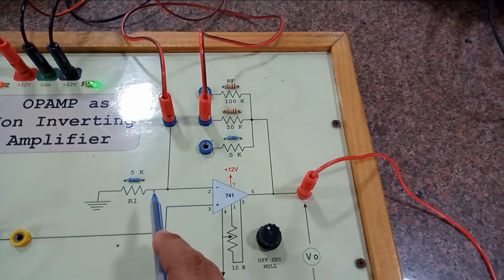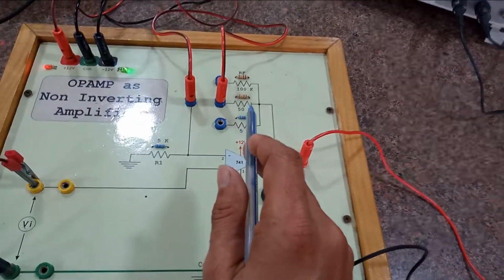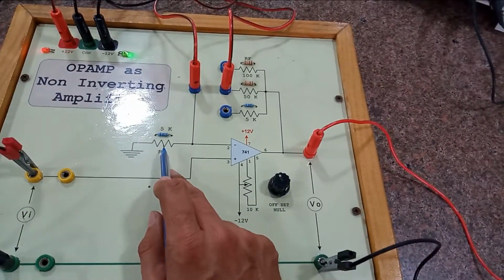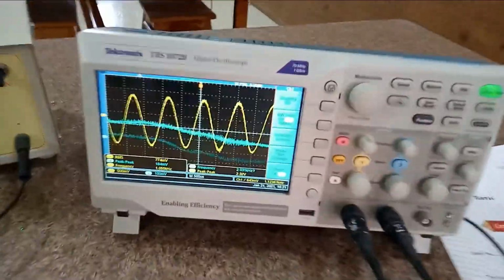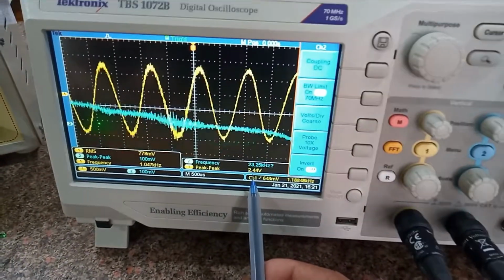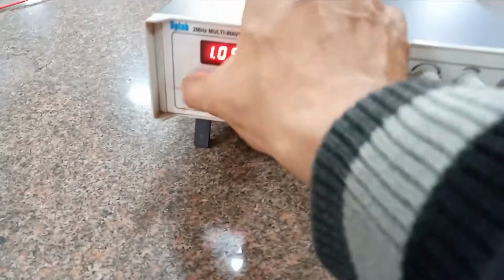Now let us come back to the original value for comparison. Now I have selected 50 kilo ohms for RF, and this is 5 kilo ohms. So according to the formula, our gain will be 1 plus RF by R1, that is 50 kilo ohms divided by 5, that is 10, plus 1 is 11. So this is 11 times multiplied by 0.14 volt, which we have already set over here, right?